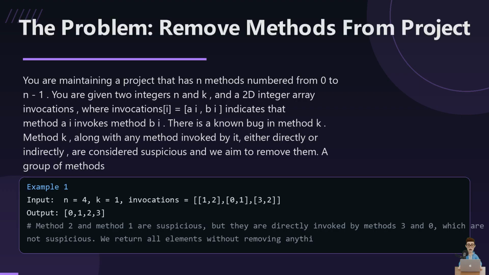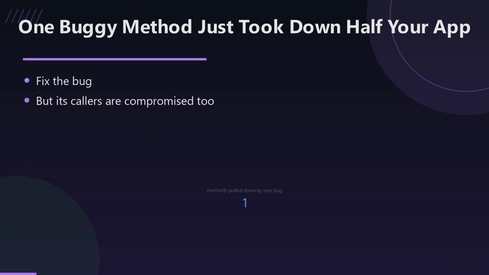The developer notices that method k has a bug and wants to remove it, along with every method it calls directly or indirectly, since those are all considered suspect. Given the list of which methods invoke which others, the task is to figure out this whole chain of suspicious methods and describe how to remove them from the project. One broken method just took down 3 others.